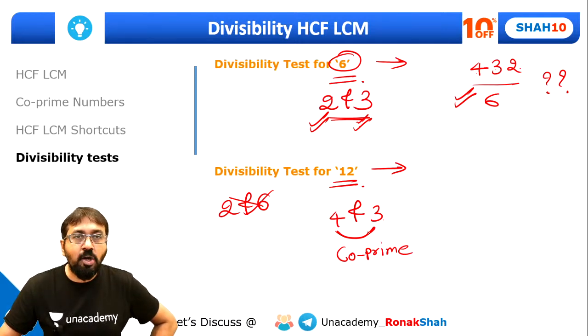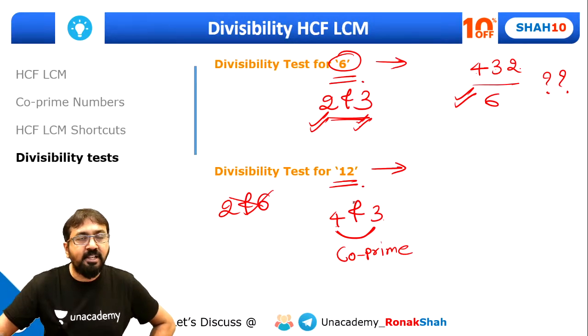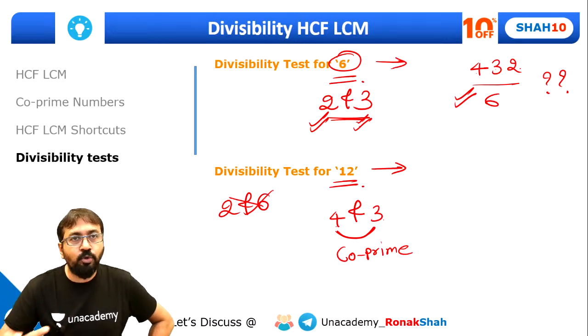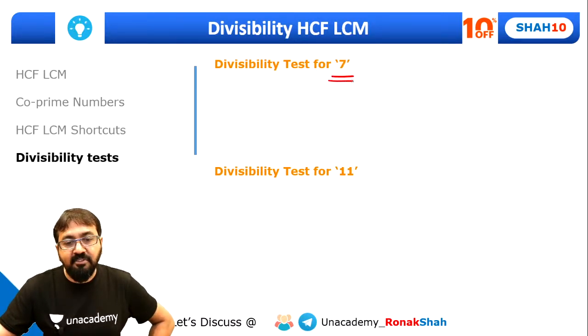कोप्राइम नंबर्स हमने डिस्कस किया हुआ है, जिनका HCF 1 होता है. सो 12 को हम 4 and 3 में ब्रेक कर सकते हैं. 4 3s are 12 एंड 4 and 3 का HCF भी 1 है, मतलब वो कोप्राइम है ना. सो इसलिए अगर कोई नंबर 4 से एंड 3 से दोनों से डिवाइड होता है वो 12 से भी डिवाइड होगा. करेक्ट. नाउ कम 7 and 11.